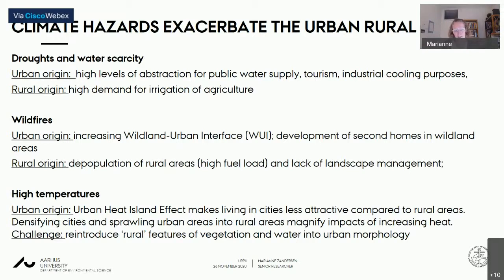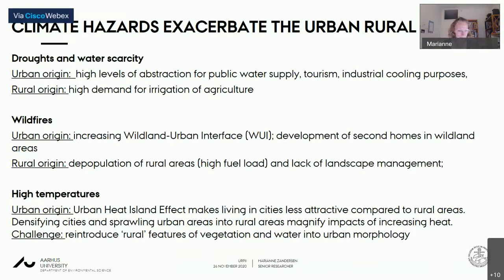And from the rural side, that's really a socioeconomic development over the years that has led to a depopulation of rural areas. And that means that the land is not managed in the same way, and that leads to a higher fuel load, so that when the conditions for wildfires occur, there's more to burn. And so that is also linked to a lack of landscape management.